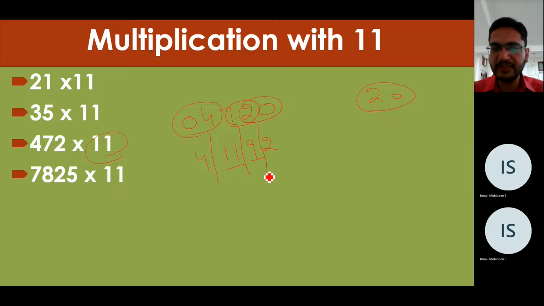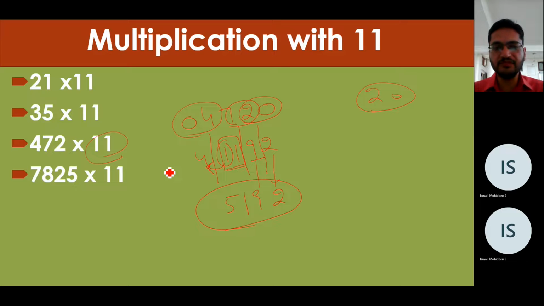Now I will apply the balancing rule. This is a 1-digit number, so I will write it as it is, 9. Now here it is a 2-digit number, so I will write 1 here, and this 1 I will add to the next number. 4 plus 1, that is 5. So the answer is 5192.